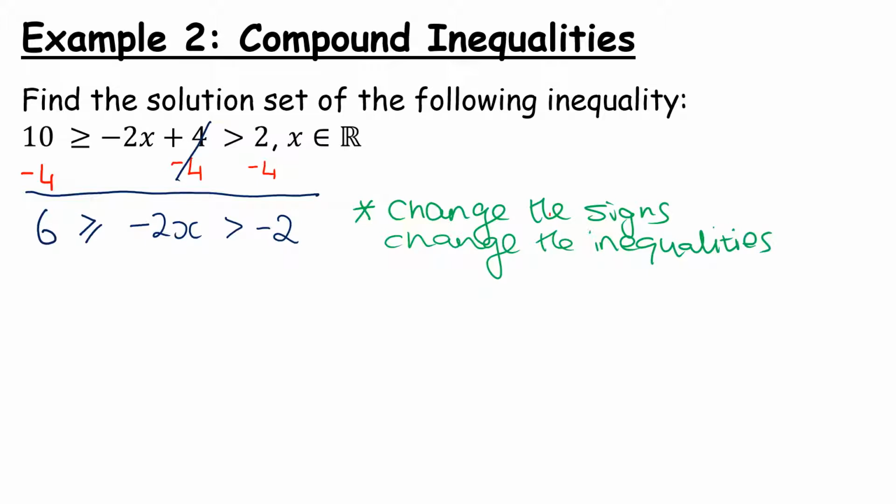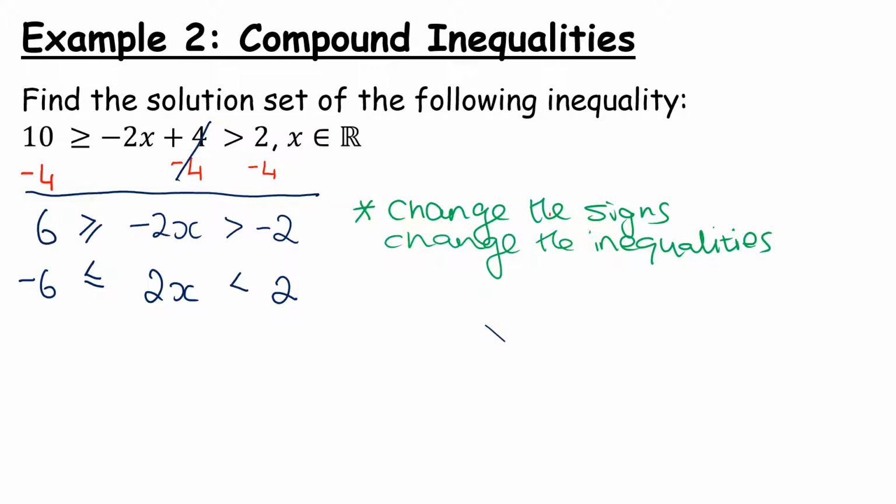So let's see the change of sign. 6 will go to minus 6, minus 2x will go to 2x, and minus 2 will go to 2. I then am going to change my inequalities. So I had it greater than or equal to, and that is going to change to the opposite, which is a less than or equal to. I then had a greater than symbol, which is going to change to a less than symbol.